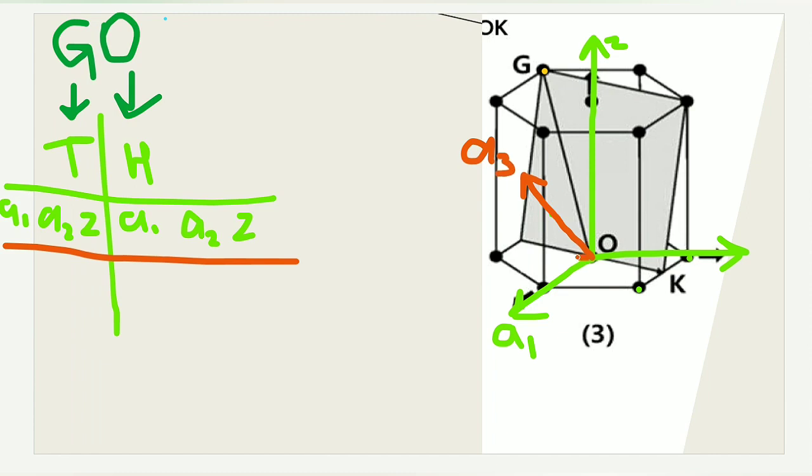Yes, so this is the negative A2 direction. Alright, this was the A2 positive and this is negative A2. Okay, so to reach point G, what are the possible pathways? What are the possible pathways that can help us reach the point G?